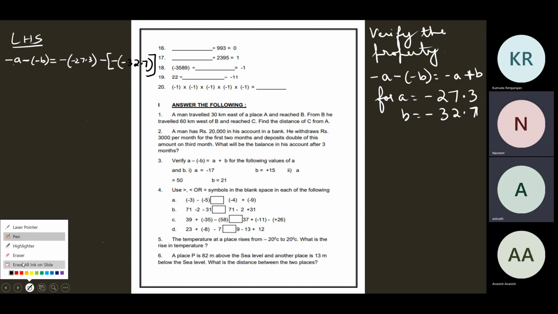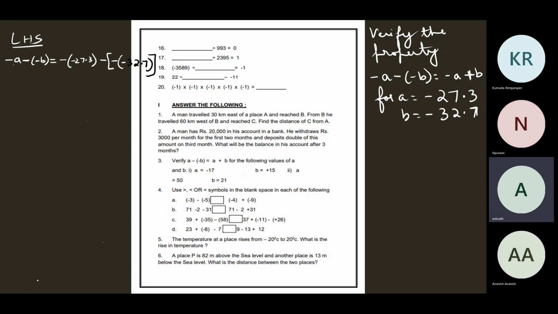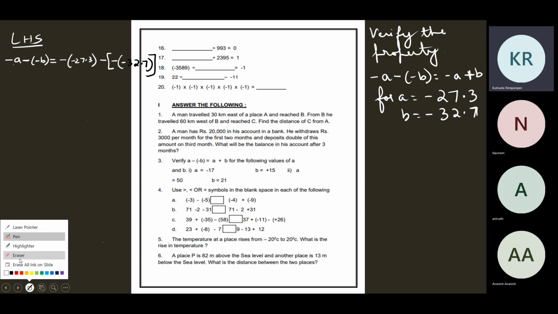Ma'am, we put only minus 27.3 and minus of minus 32.7. That is wrong, ma'am. Yeah, wrong. See, what did I say? All the signs must be there, every sign as it is.